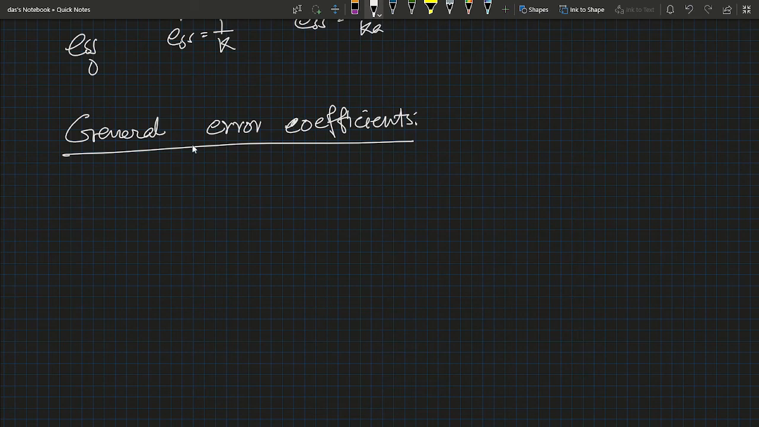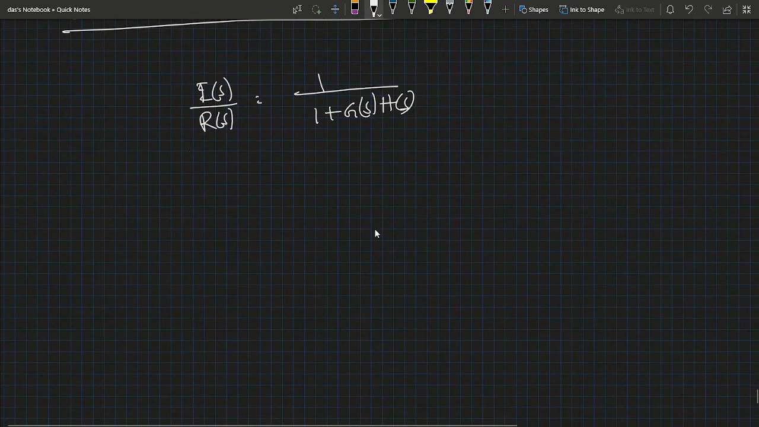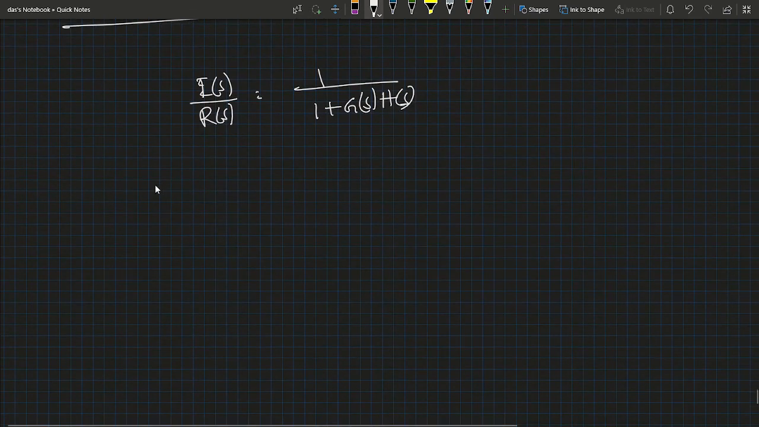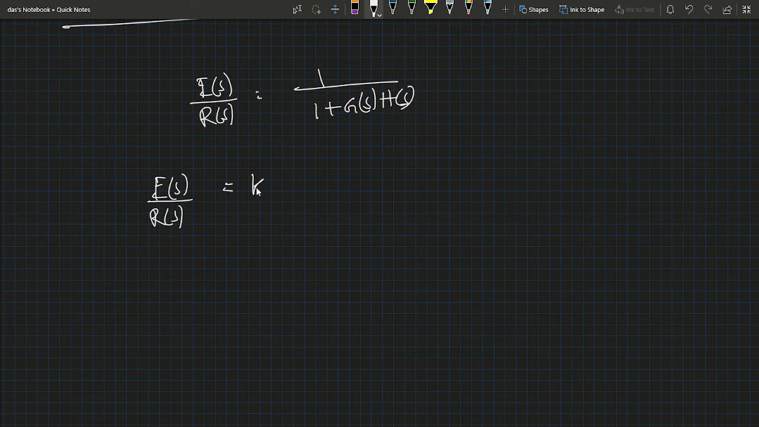So first of all, starting our mathematics. What is the error response? What is first of all the error signal? E(s)/R(s) equals 1 divided by G(s)H(s). Now we consider this function as a series known as a Maclaurin series. This E(s)/R(s) is basically considered as a Maclaurin series k0 plus k1 s.